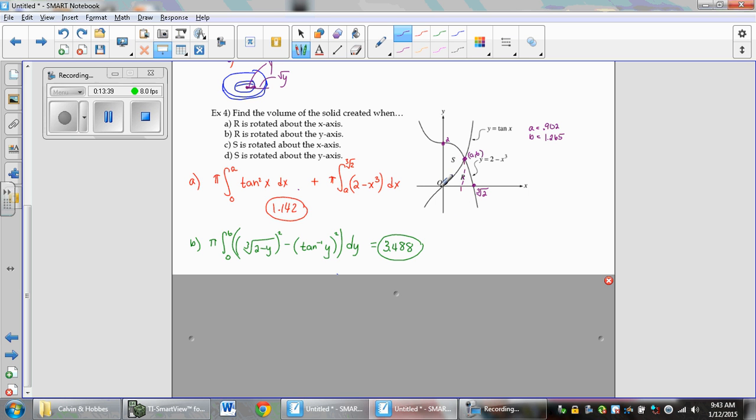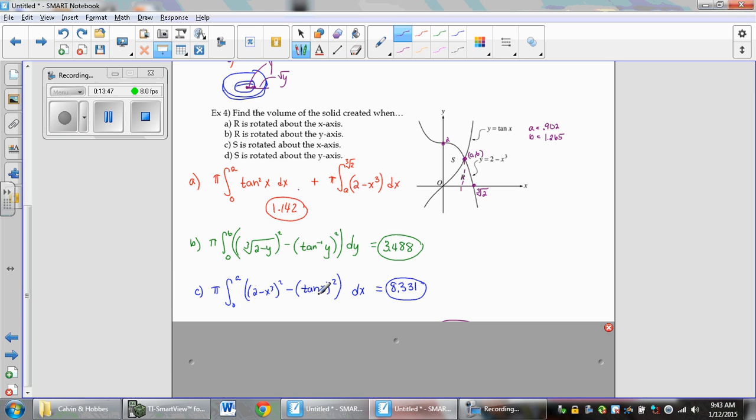If I take S and I spin it around the x-axis, that has a hole. This is another bundt cake looking kind of thing. So if I spin S around the x-axis, my outer radius goes from the x-axis to the cubic, and then the inner radius from the x-axis to tangent. So pi times outer radius squared minus inner radius squared from 0 to a gives 8.331.